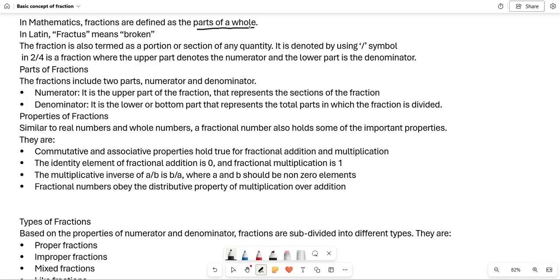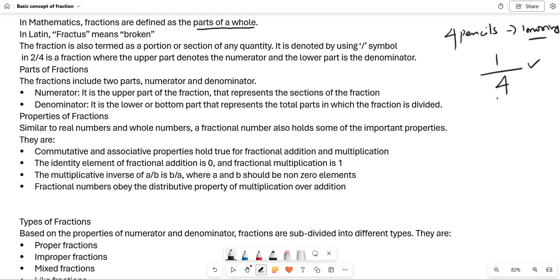In mathematics, a fraction is defined as a part of a whole. What is the meaning of part of a whole? Now I have 4 pencils. One is missing. What is the fraction of the missing pencil? Totally I have 4 pencils. I missed 1 pencil. So 1 by 4 is my missing pencil fraction.